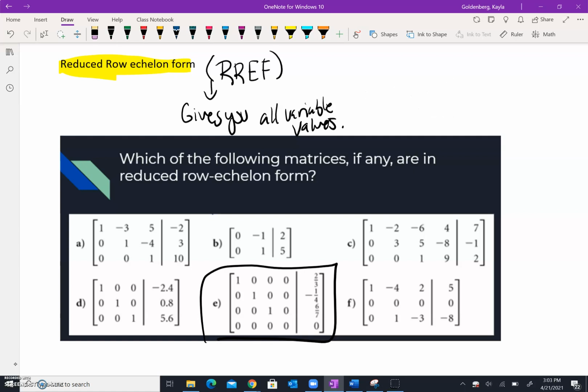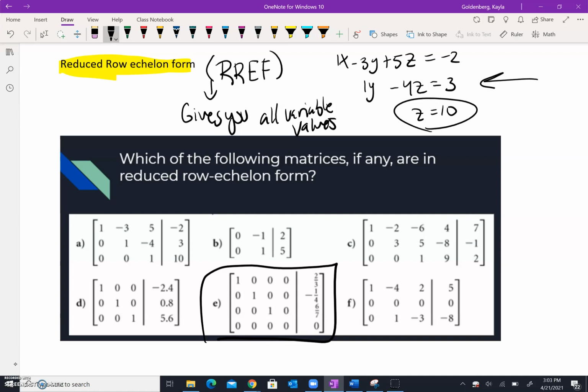We saw that the first one was not. The first one you had to do some work, right? That was the one I just erased. I'll put that back for a second. Remember that first one, it gave you z, but you had to then use z to figure out y and then use that to figure out x. So because that one has work involved, that's not in reduced row echelon form, right?